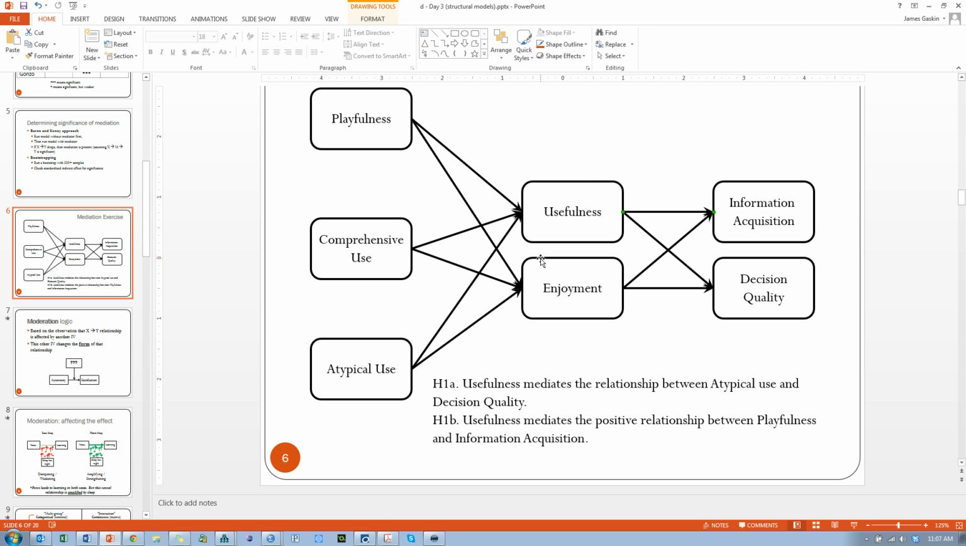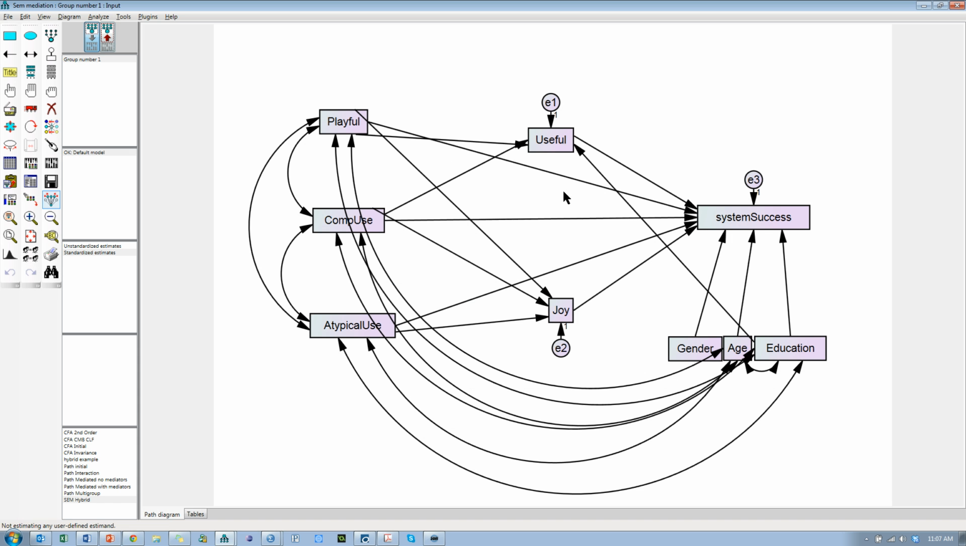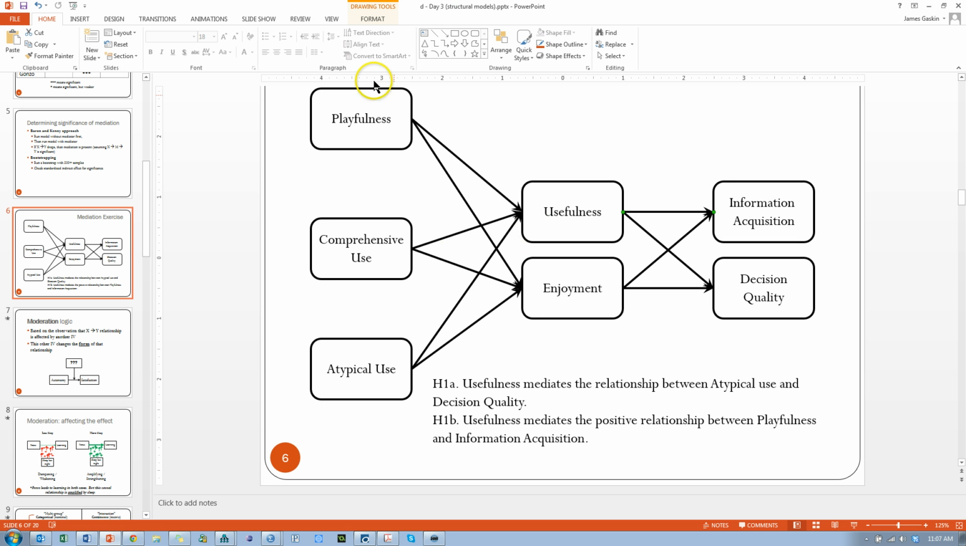Yeah, because theoretically, this is what we're testing. Statistically, we're testing this, but theoretically, we're testing mediation. Since you are moderating later on, shouldn't your hypothesis be that gender moderates the mediated relationship between...?